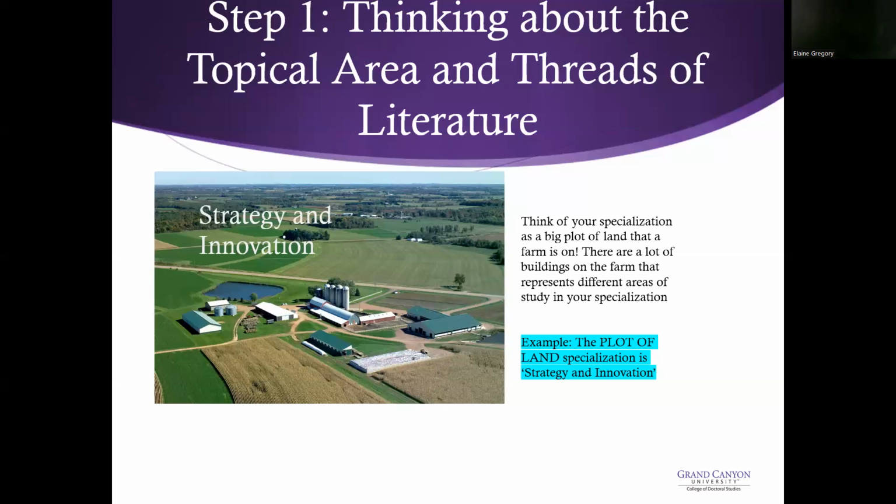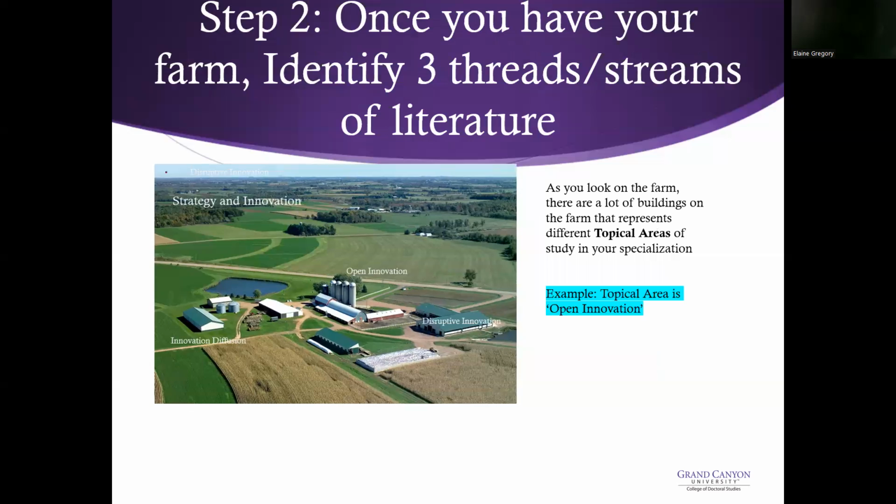So we start out with the big plot of land, strategy and innovation, and we start looking into the literature as what is being written currently about that topical area. What we find is under strategy and innovation, there are different topical areas within that specialization. For example, in this scenario, we have three. We picked three: innovation diffusion, open innovation, and disruptive innovation. They're viable threads or streams of literature within strategy and innovation. So as you look at your farm, find out what the buildings represent in the different topical areas within your specialization. Pick 2 or 3 so that you have some areas of research to go into.